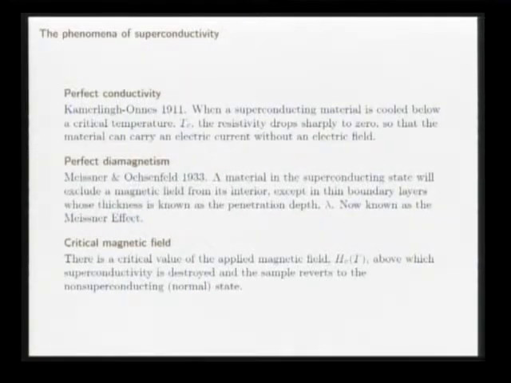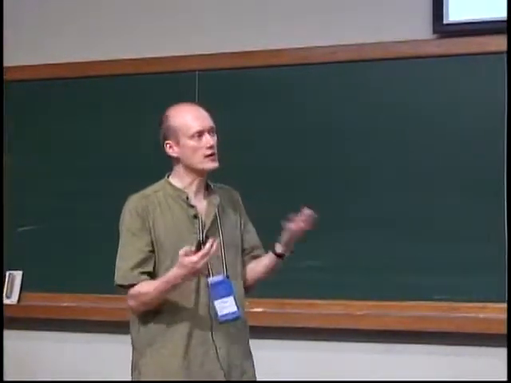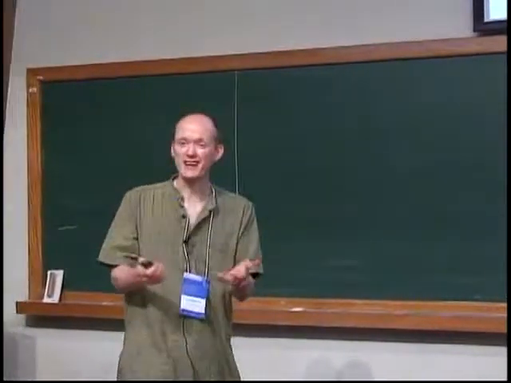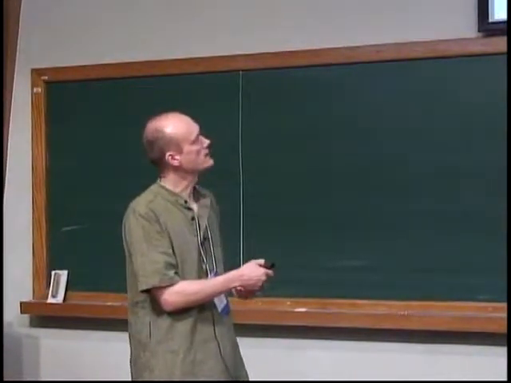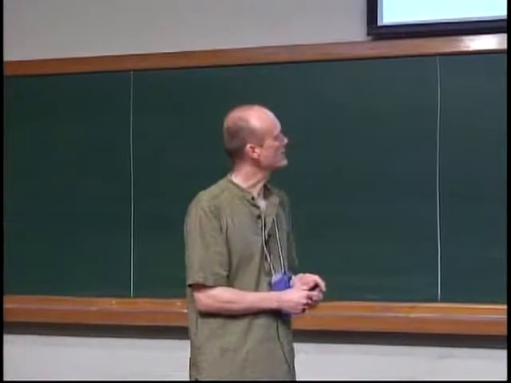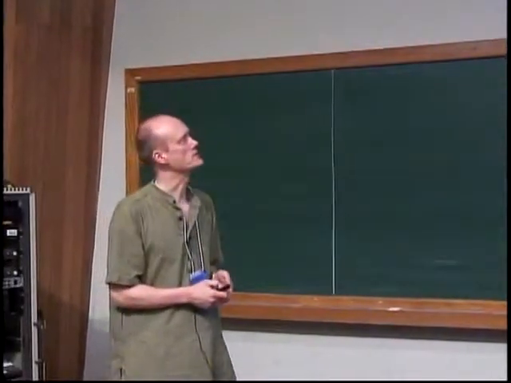So the field is expelled from the interior except in thin boundary layers, where there's a superconducting current which circulates on the boundary, which generates a field which exactly cancels that in the interior. So that's how it excludes the field. And the width of this layer is known as lambda. It's known as the penetration depth. And we'll see that appearing in the equations when we get to them.